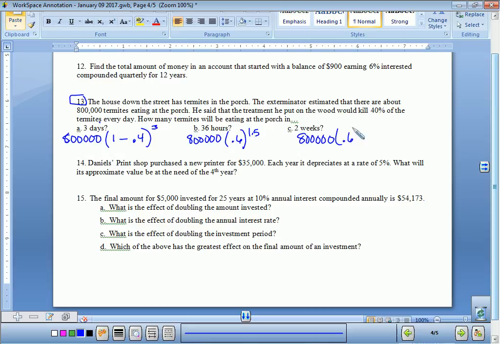So what would my exponent be in this case? 14. Oh boy. All right. Let's punch it in. See what you get. You need a real calculator so you can make sure you know what you're doing.